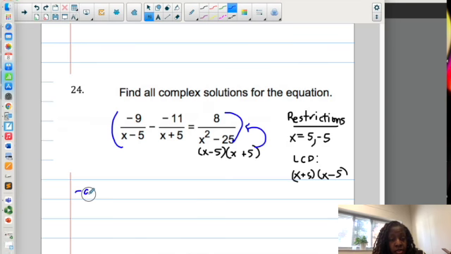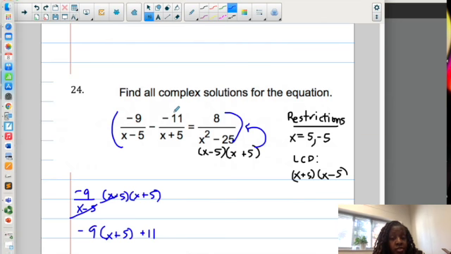Negative 9 divided by x minus 5. If we multiply it times x minus 5, x plus 5, guess what cancels out? The 1 in the denominator. And what's left? The 1 not in the denominator. So you get negative 9 times x plus 5. Then with this negative 11, since it's minus negative 11, I'm going to go ahead and say plus 11. This is a place where folks get it wrong.